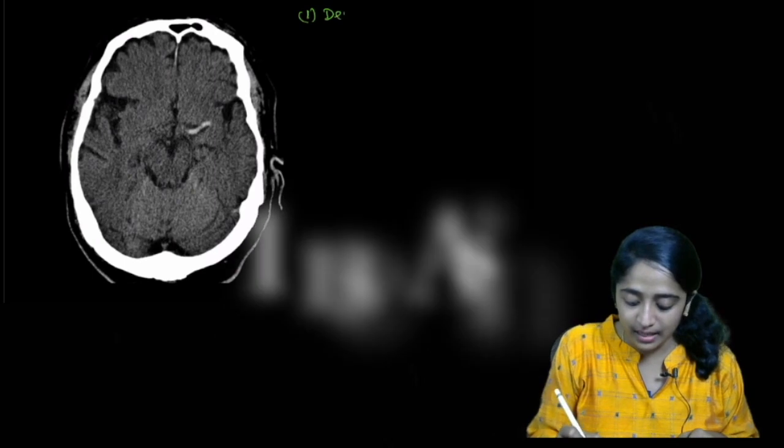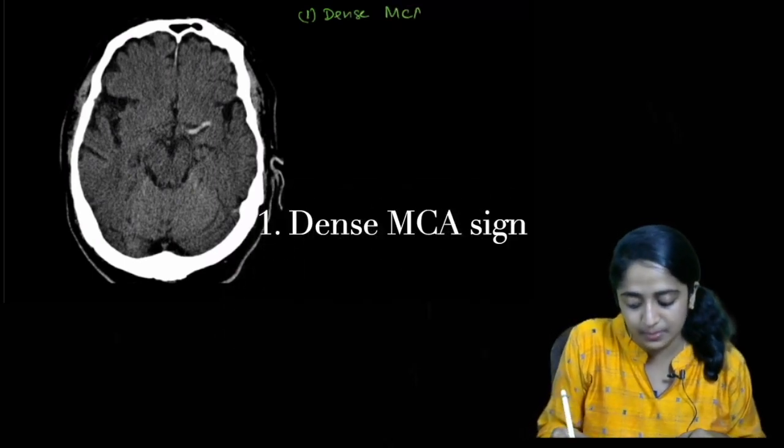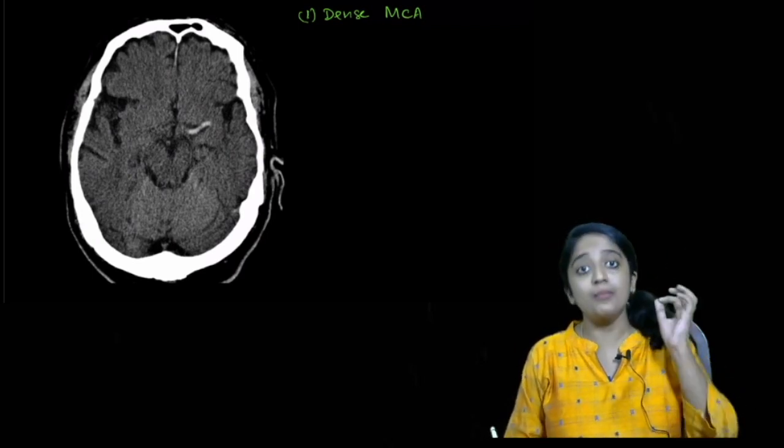Okay? Now, we're going to discuss the signs, or the things that you have to look for, in the hyperacute stage of infarct. First and foremost is the dense MCA sign. We know that the most common territory affected in infarct is anterior circulation, and the most common vessel to be affected is MCA.